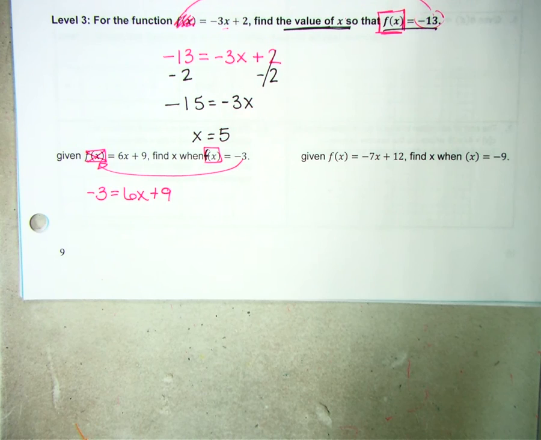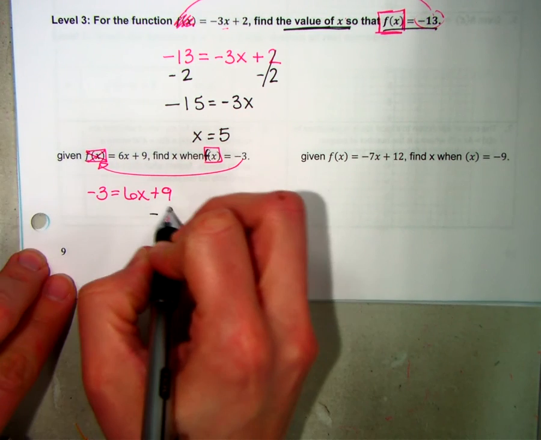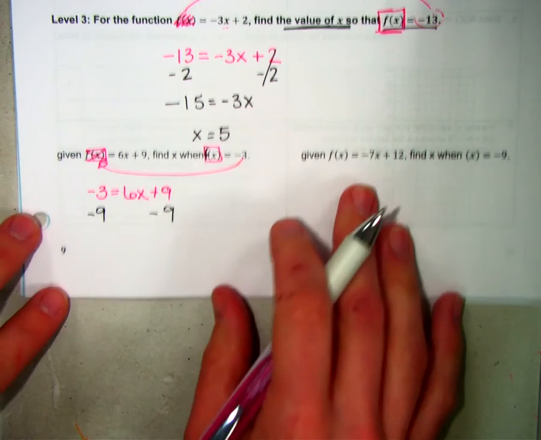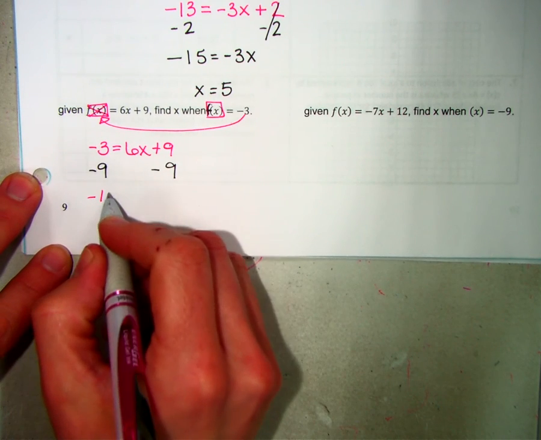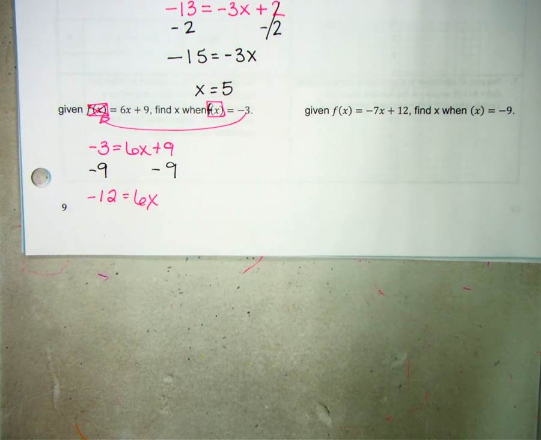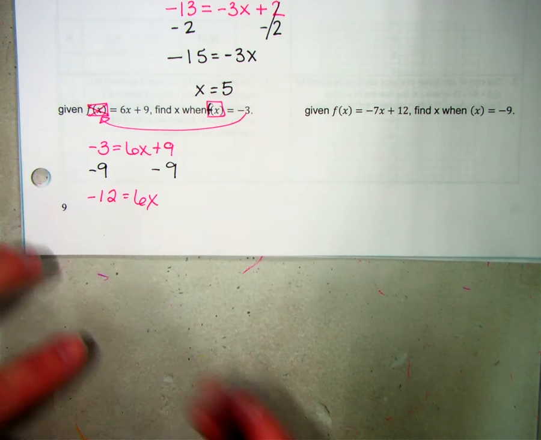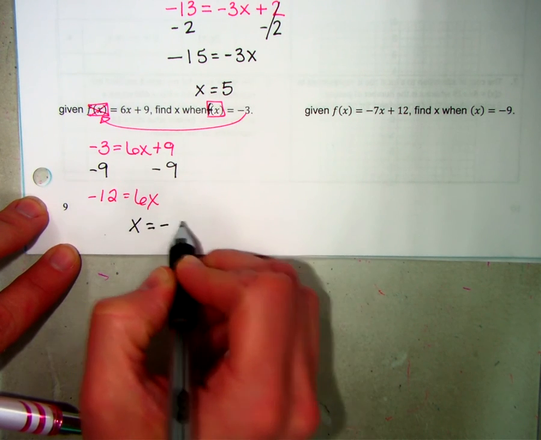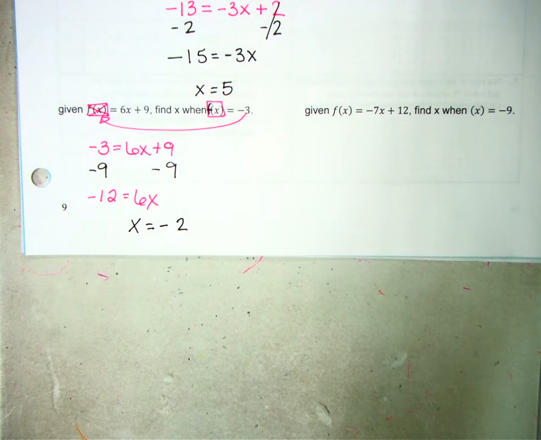I've got to solve it. You have the answer. Okay, minus 9 from both sides. So that's going to give us negative 12, divided by 6. And x equals? Negative 2. Yeah, negative 2, because I had negative 12.